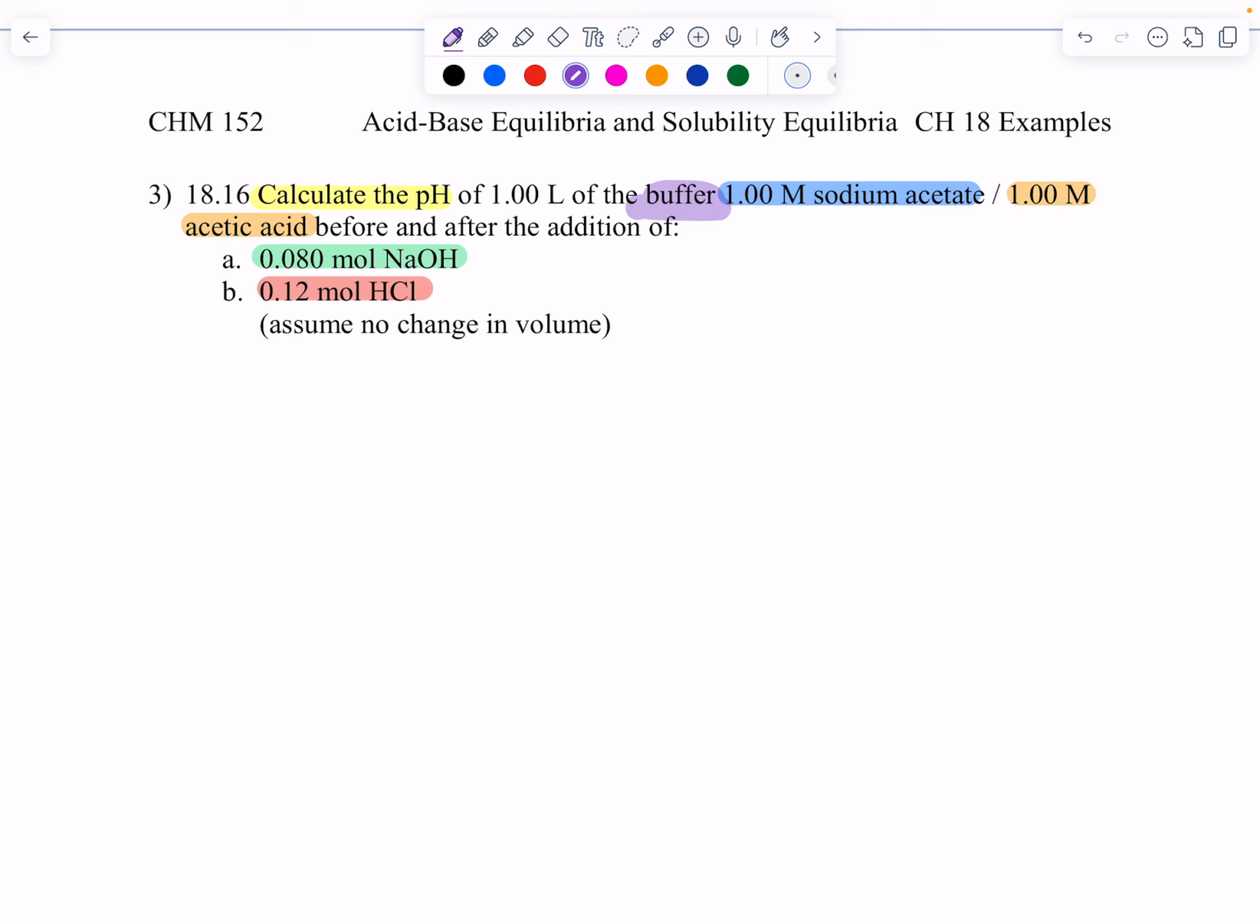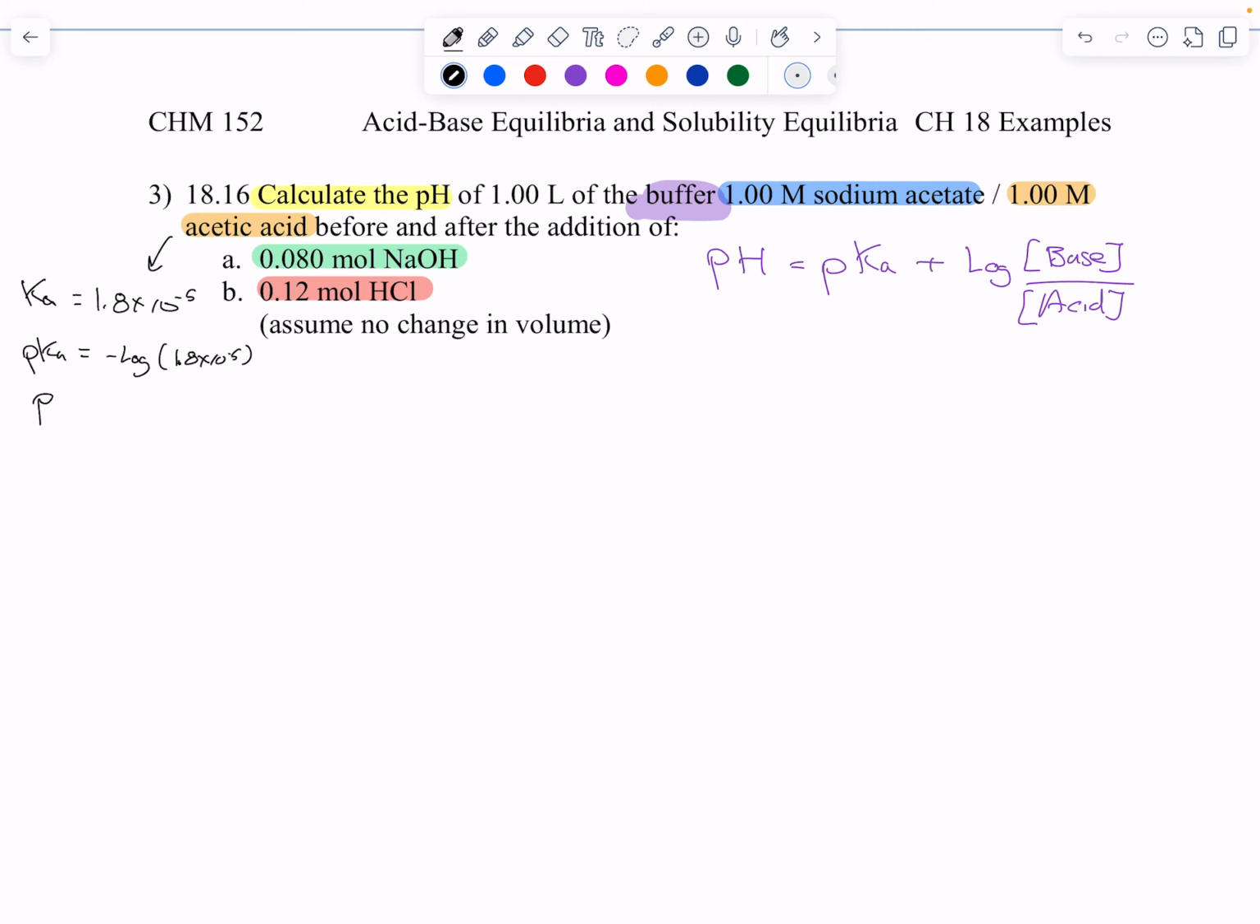And because it's a buffer, we know pH equals pKa plus the log of the conjugate base over the acid. All right. So if we look up Ka for acetic acid, 1.8 times 10 to the negative 5. The pKa would be the negative log of 1.8 times 10 to the minus 5. So the pKa is 4.74.